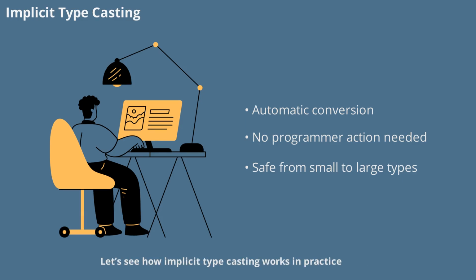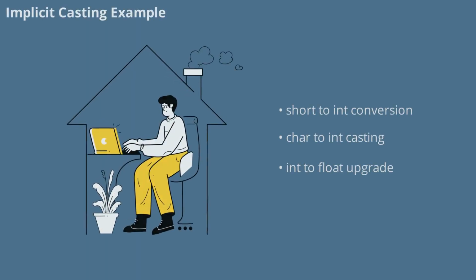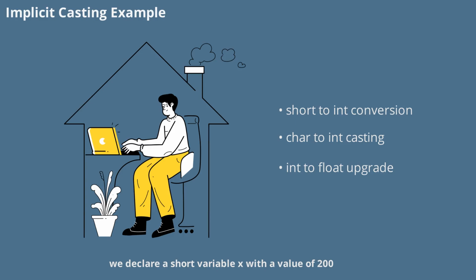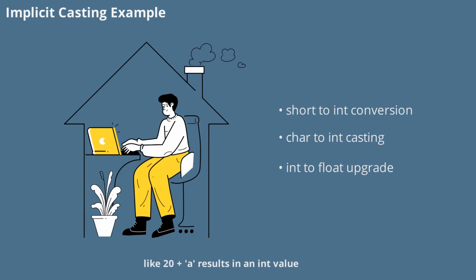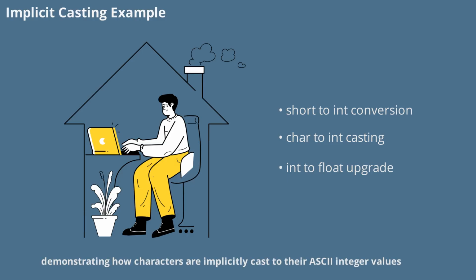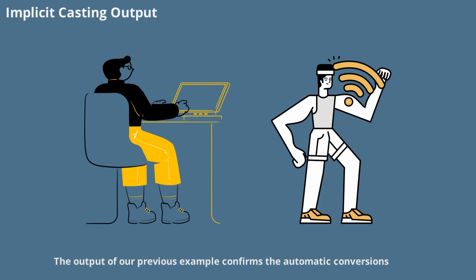Let's see how implicit typecasting works in practice. Consider this simple C++ program. We declare a short variable with a value of 200 and then assign it to an int variable, while the compiler automatically converts the short to an int. When we print both variables, they both display 200, showing that the conversion was seamless. Additionally, adding an int and a char, like 20 plus a character, results in an int value, demonstrating how characters are implicitly cast to their ASCII integer values. Similarly, adding an int and a character to a float variable results in a float, showing how implicit casting works across different types.